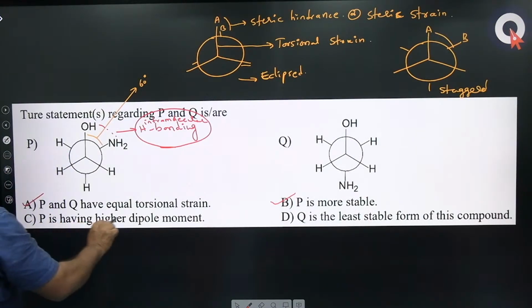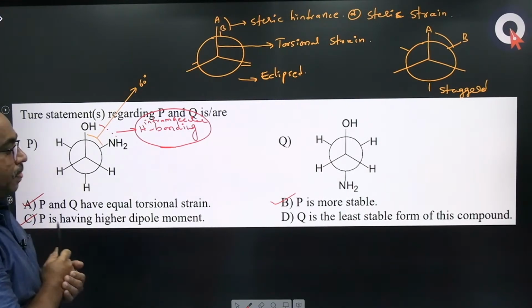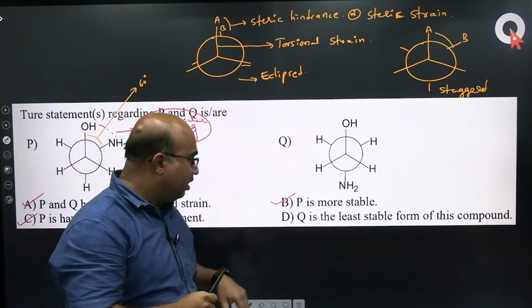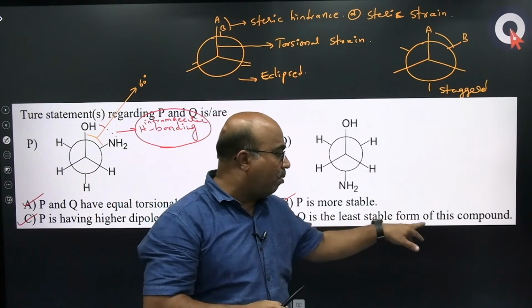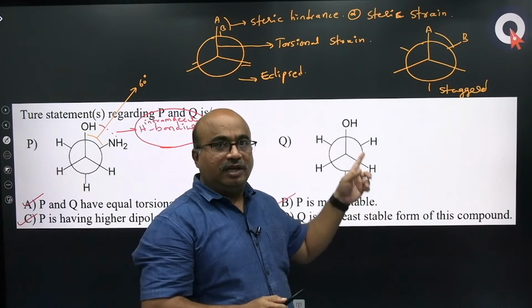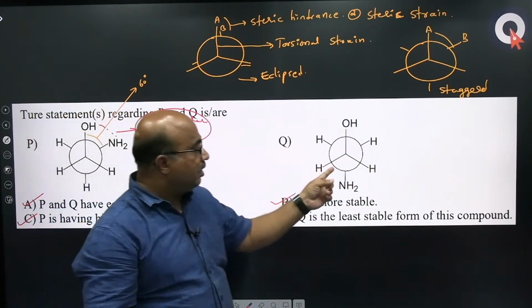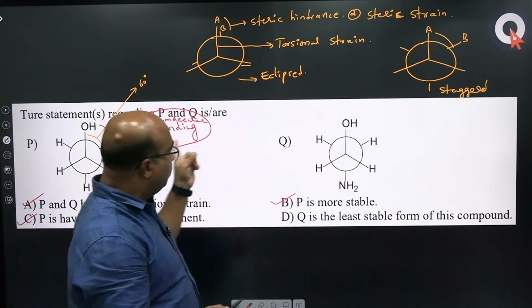This P has a net higher dipole moment. This is also true. And this is given like Q is the least stable form of this compound. We say this is less stable than P. But comparatively, Q is less stable compared to P.